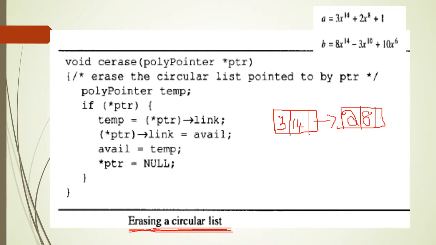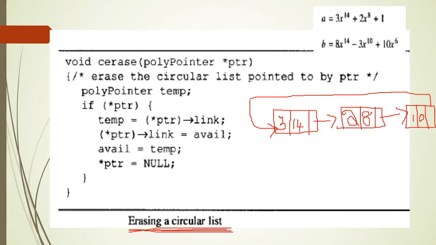With respect to the third term of the first polynomial, the coefficient is 1 and the exponent is 0. The link field of the last node holds the address of the first node. So therefore the last node is pointing to the first node.